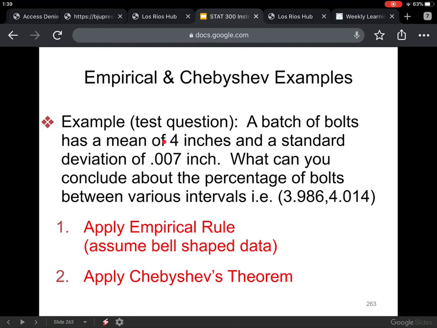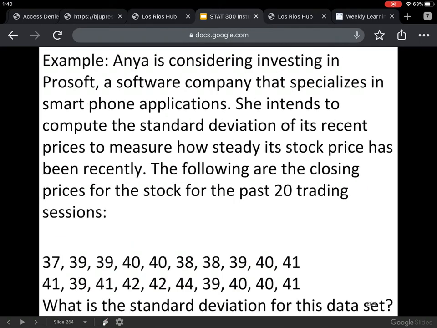If you take one more standard deviation, then you'd be in this interval right here, 3.986 the lower boundary, and 4.014 the upper boundary for these 2 standard deviations, right? And if it was not bell-shaped, then Chebyshev's theorem says that within 2 standard deviations, you have at least 75% of your data points. Okay, let's take a look at a more concrete example.